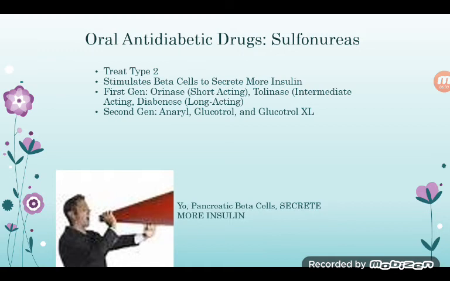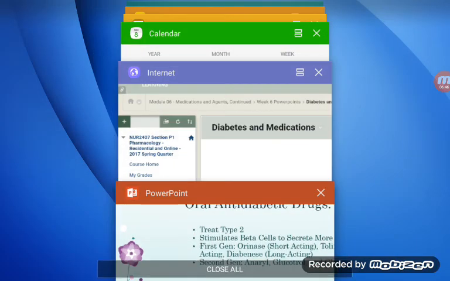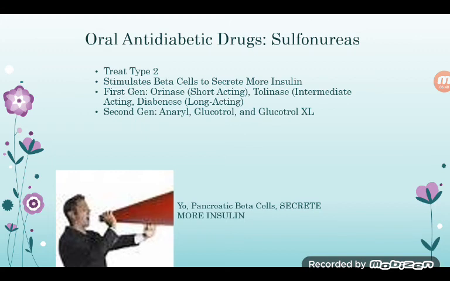There are many different oral antidiabetics. One group of them is called the sulfonylureas. This treats type 2, stimulates beta cells to secrete more insulin. So the names of these can be Orinase, Tolinase, Glucotrol, and Glucotrol XL.